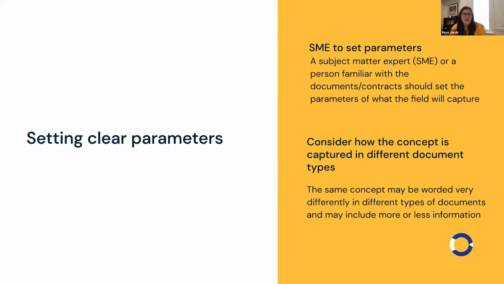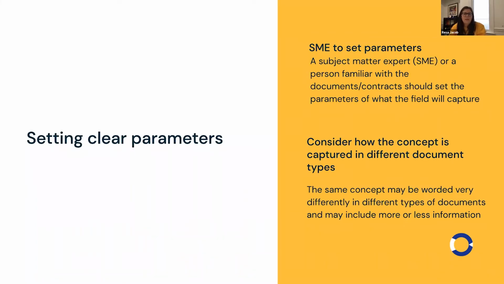The parameters can be set by anyone that is familiar with the project and the documents and the concepts that are being captured. In some cases, as is done at Zuva, it may make sense to have a subject matter expert set the parameters, like a lawyer setting the parameters for legal concepts in documents or contracts that they are familiar with. In other cases, that may not be necessary. If you're looking to pull out an address from an invoice, which appears in the same place in each invoice, that obviously does not require a high level of expertise. So it really depends on what you're looking to capture.